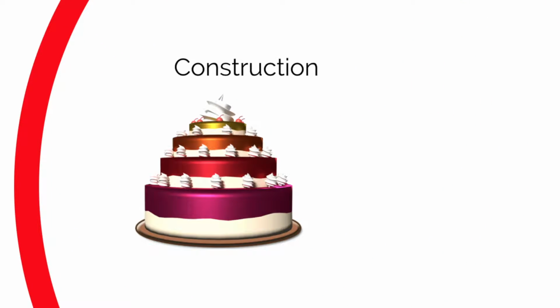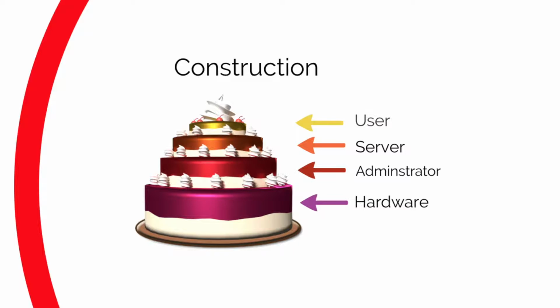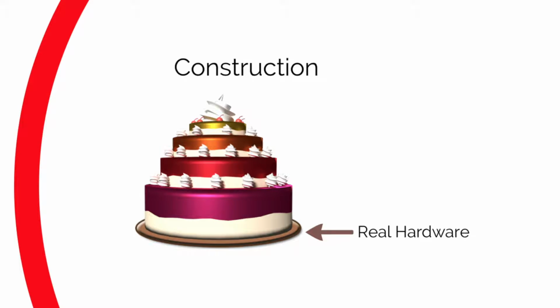Each cake layer represents the structure in the data center. In each data center, there are four different layers: the hardware layer, the administrator layer, the server layer, and the user layer. The actual physical hardware that these layers run on can be considered to be the plate that the cake sits on. Each layer is a virtual machine and they must stack in this order.